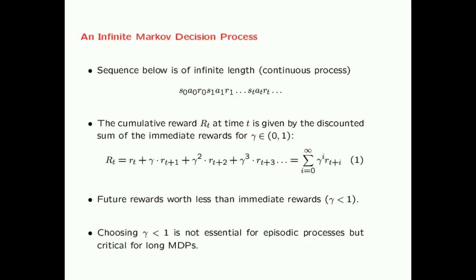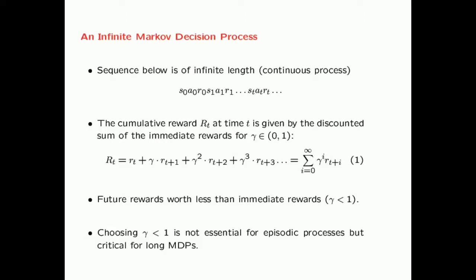The idea behind the discounting is that future rewards are worth less than immediate rewards, and choosing gamma less than 1 is not essential for episodic processes. However, if you recall, even in the last lecture we had always used some discount factor. So the earlier moves in tic-tac-toe were given less credit for a win compared to the later moves, which more immediately contribute to the victory. But that's not essential for episodic processes. You can work with gamma equal to 1.